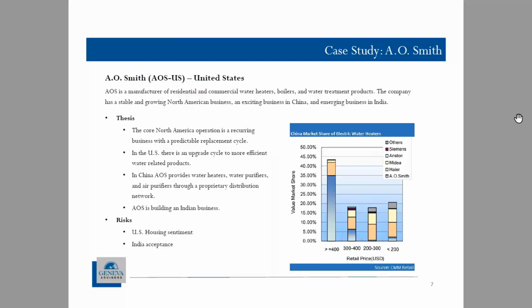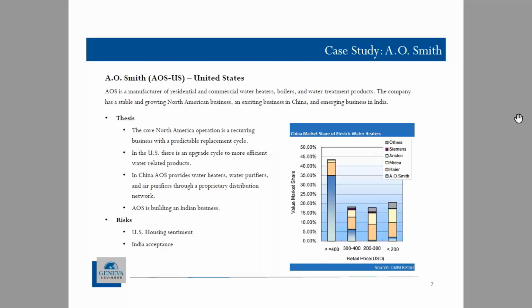The reason why we really like A.O. Smith is because there are 2 parts to this business. The core part of the business is U.S. based, and it's mostly water heaters for residential and commercial buildings. What we really like about it, though, is that it's not really a new construction play. The boiler water heater market is really a replacement market.